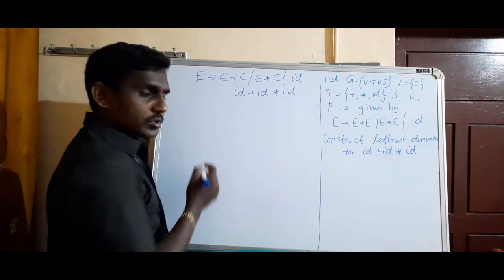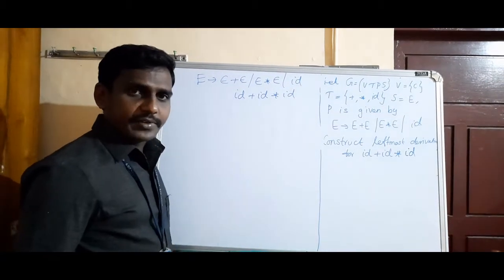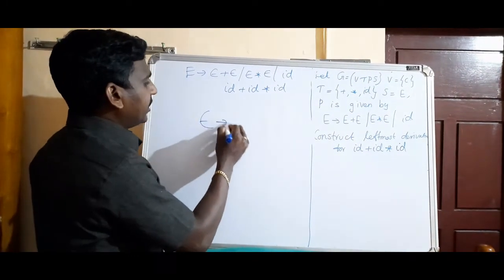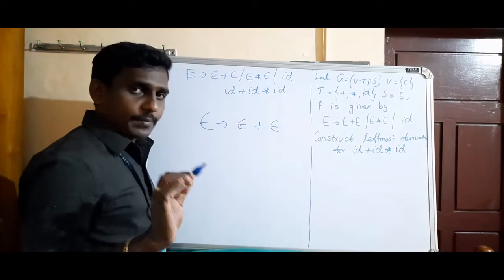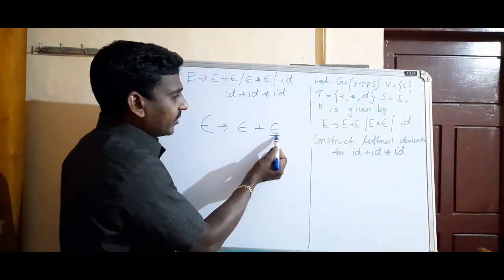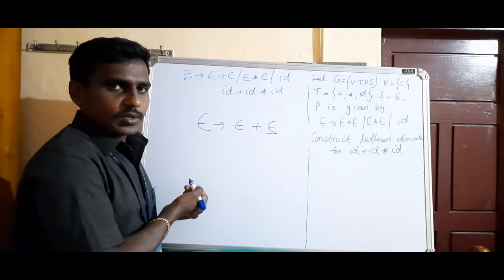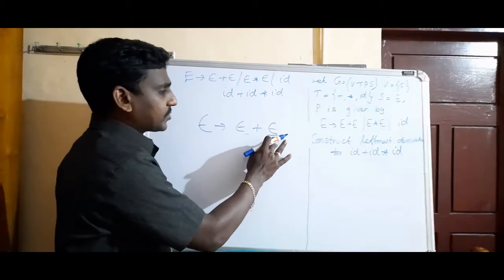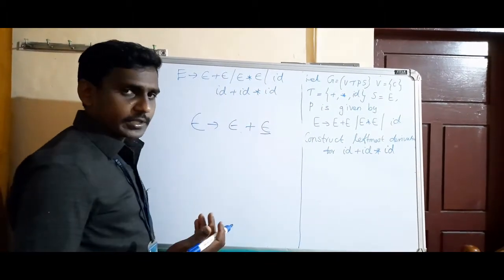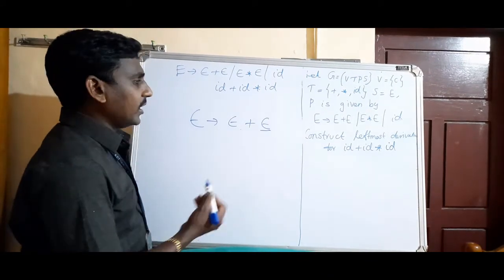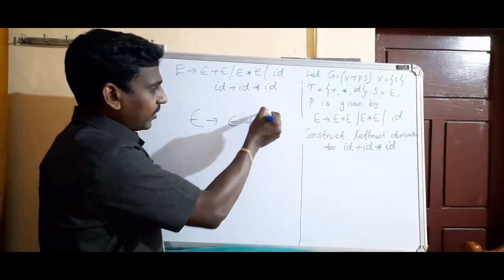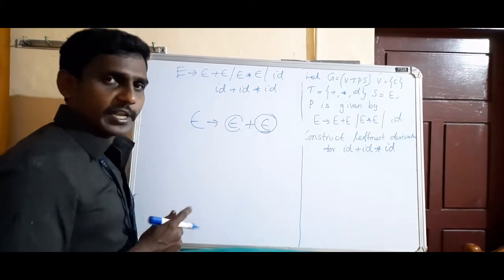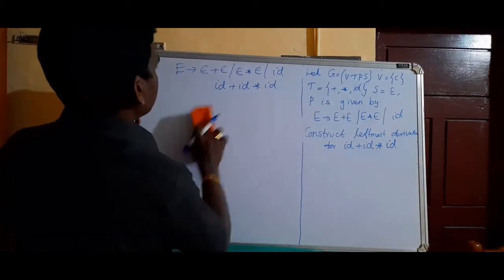Leftmost derivation means you have to derive starting from the leftmost variable itself. For example, if you have E tends to E plus E, you have to substitute the variable from the leftmost one. In a general derivation you can use anything, substituting the production here or here, not an issue. But when they ask for the leftmost derivation, you have to substitute this variable first, then the next variable, coming from the leftmost variable. Clear?